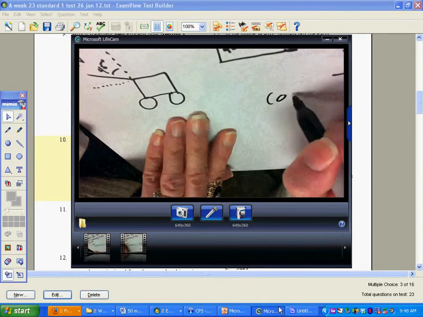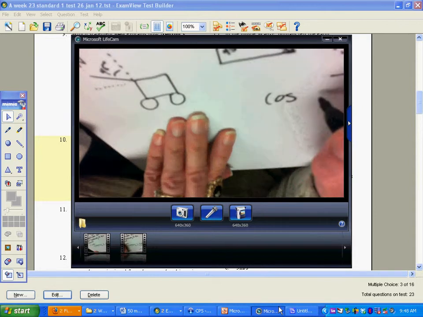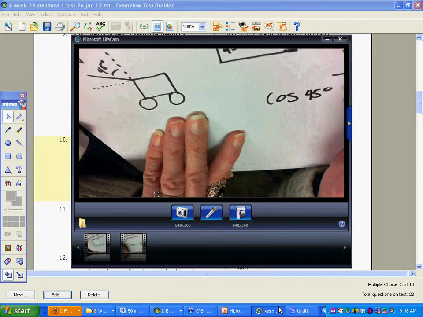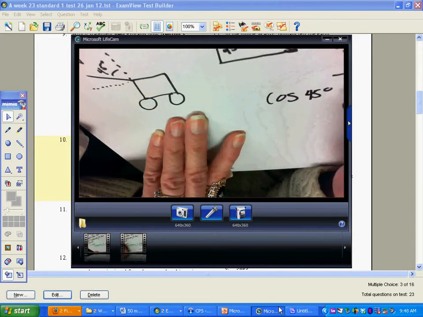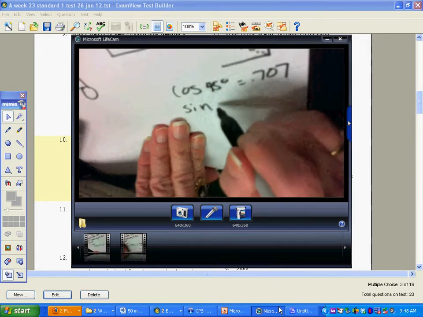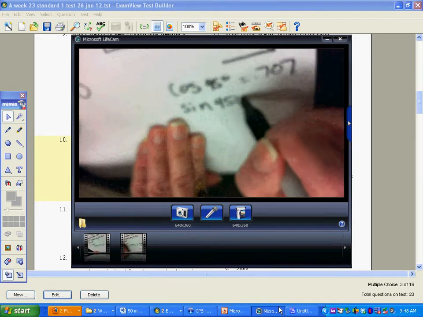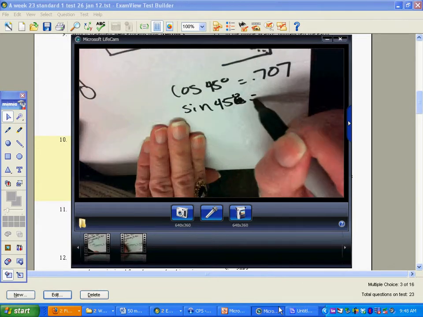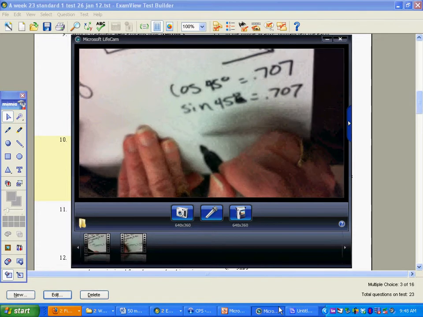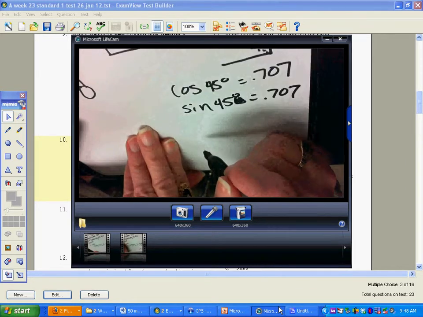Okay, so the cosine of 45 degrees and then our sine of 45 degrees was also 0.707, right? Okay, is everybody with me? Anybody not with me?